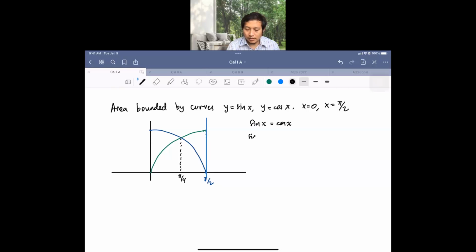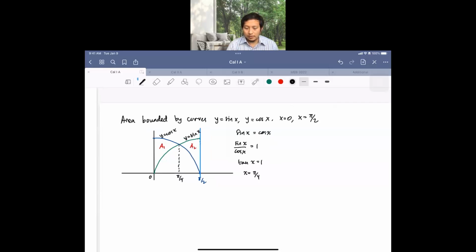So sine x over cosine x should equal 1, so tangent x equals 1. In the first quadrant, x will be pi over 4, right? In our case here, because we only have conditions from 0 to pi over 2. So our area will be this A1 and A2. This will be the cosine, and this will be sine x.